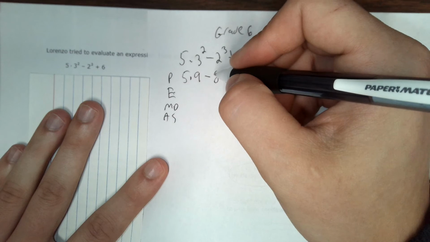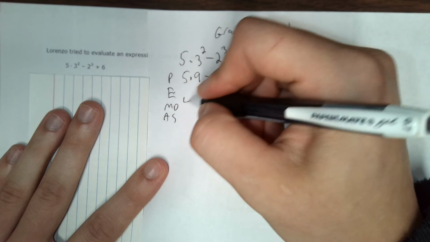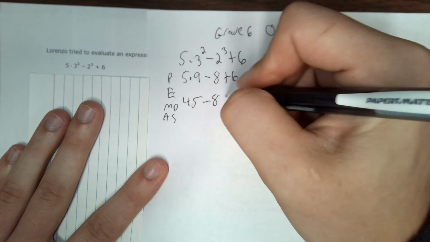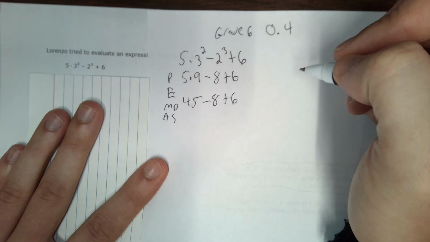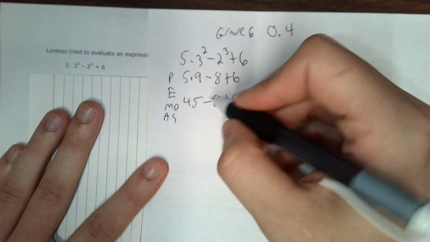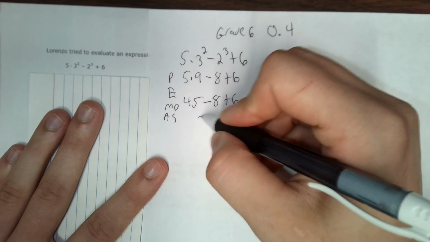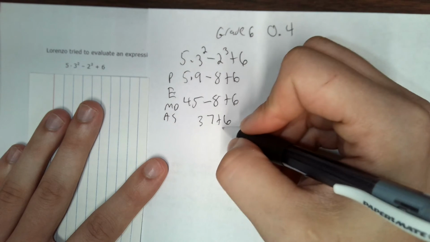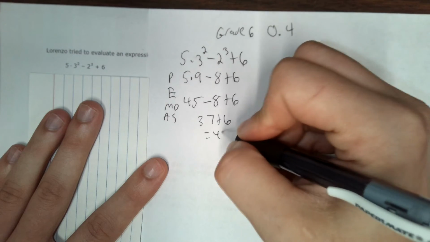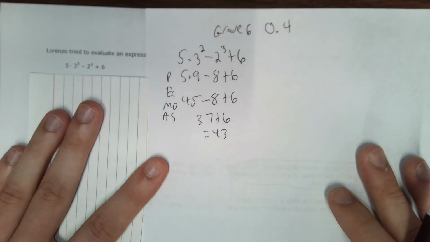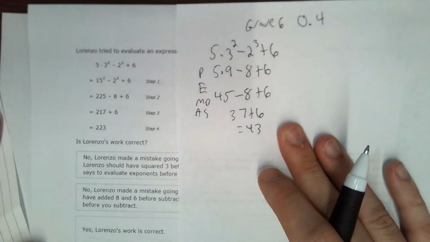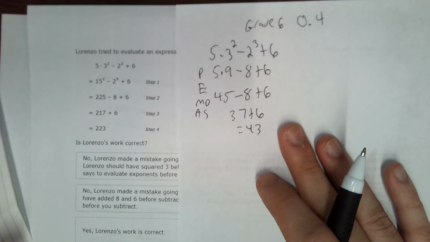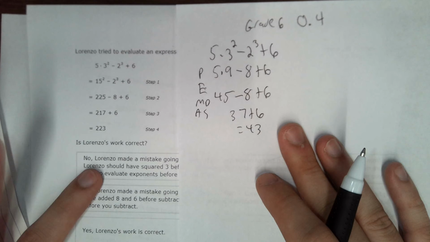Now I have multiply or divide. Oh, I've got multiply. 5 times 9 is 45, minus 8 plus 6. And now add or subtract left to right. So 45 minus 8 is 37, plus 6 is going to be 43. Okay, so I get 43. They get 223. So I'm pretty confident that either way this is wrong.